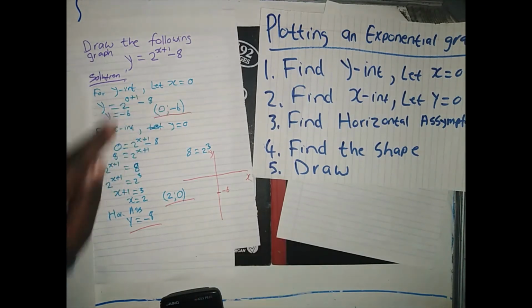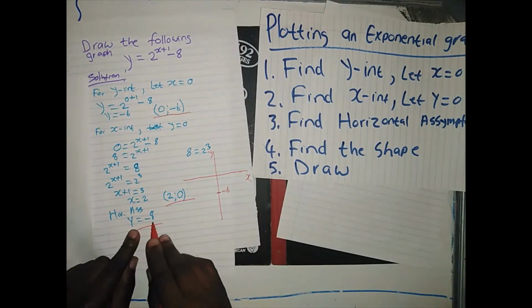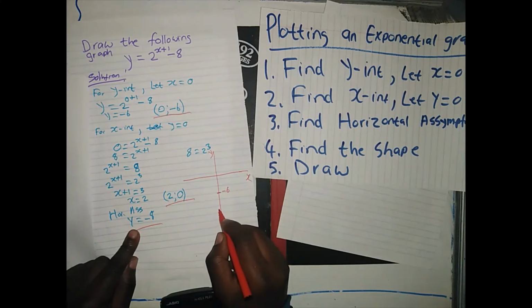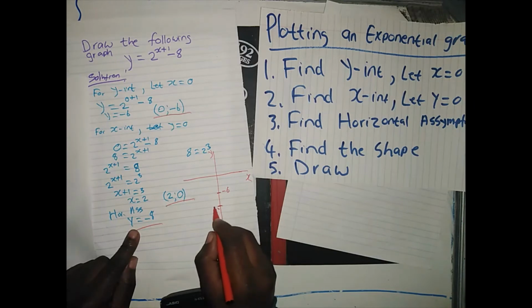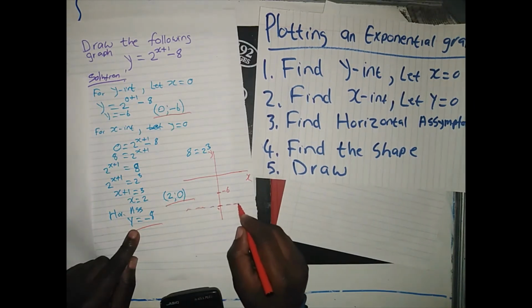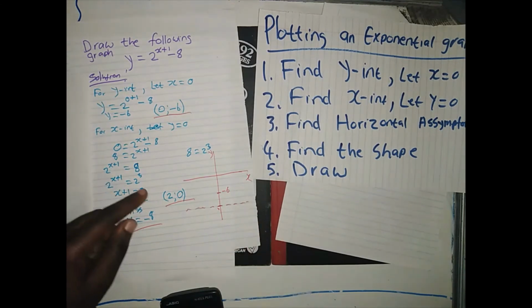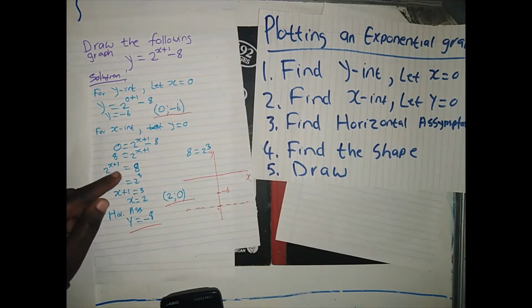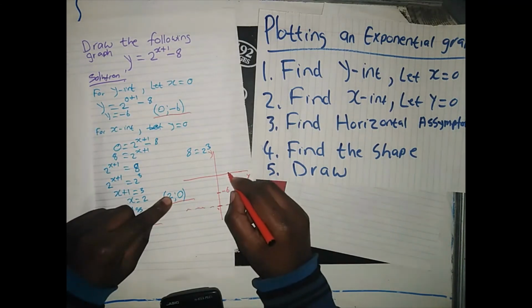Can you see that? And then the horizontal asymptote is y equal to minus 8. So minus 8, let's say it's somewhere here. Let's say here. And then so now where there is a horizontal asymptote, you must write a horizontal broken line. Okay. And then where does this graph cut the x-axis? At x equal to 2. So 2 is somewhere here. So there is 2 here.